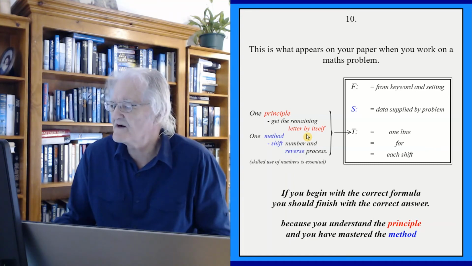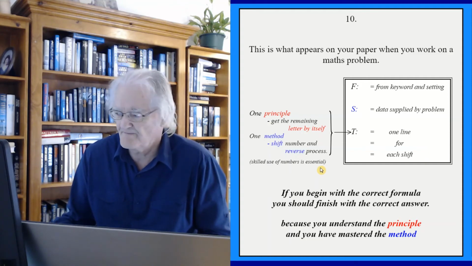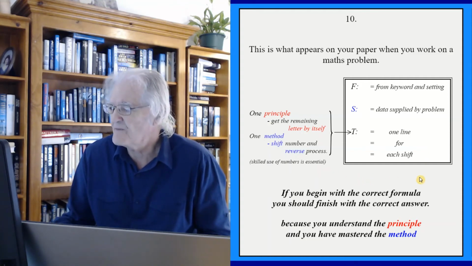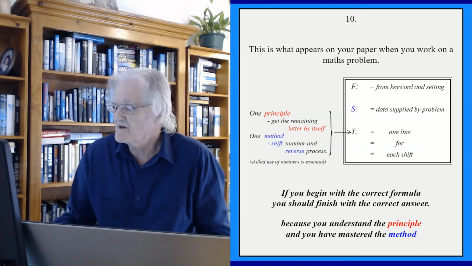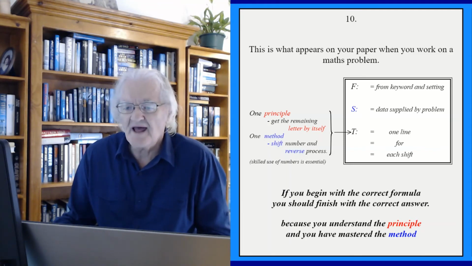Because this is focusing on the numbers in this part, skilled use of numbers is essential. But the important part of the process is the analysis which leads to the beginning. If you begin with the correct formula, you should finish with the correct answer, because you understand the principle and you have mastered the method.